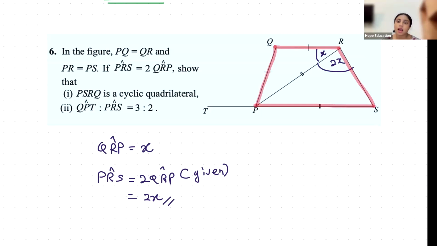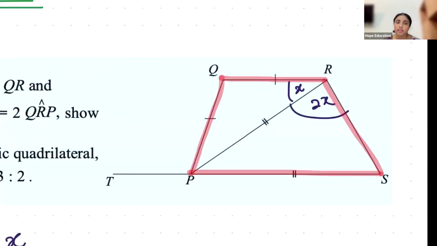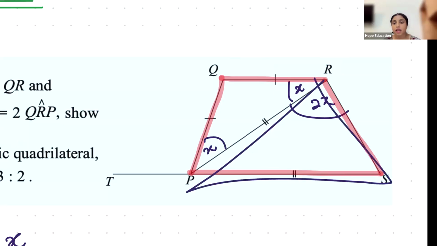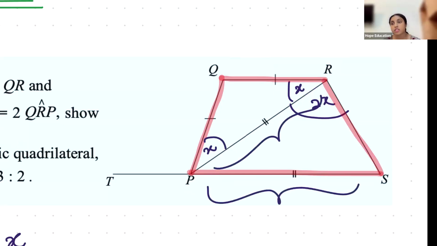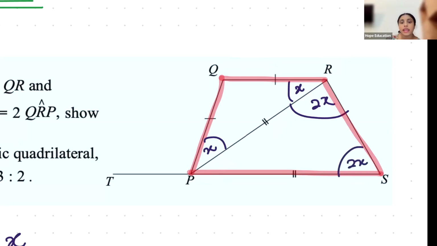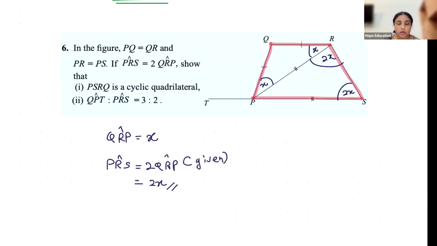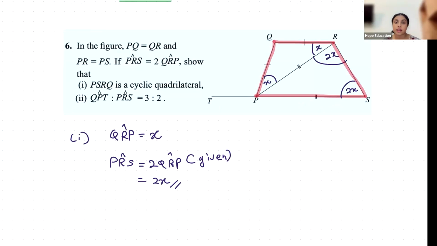First of all, if we take triangle PQR, you can see PQ and QR sides are equal, so it is an isosceles triangle. Therefore, this angle should also be X. If you take triangle PRS, you can see PR is equal to PS, so it is also an isosceles triangle, therefore this should also be 2X. Let's write this step by step.